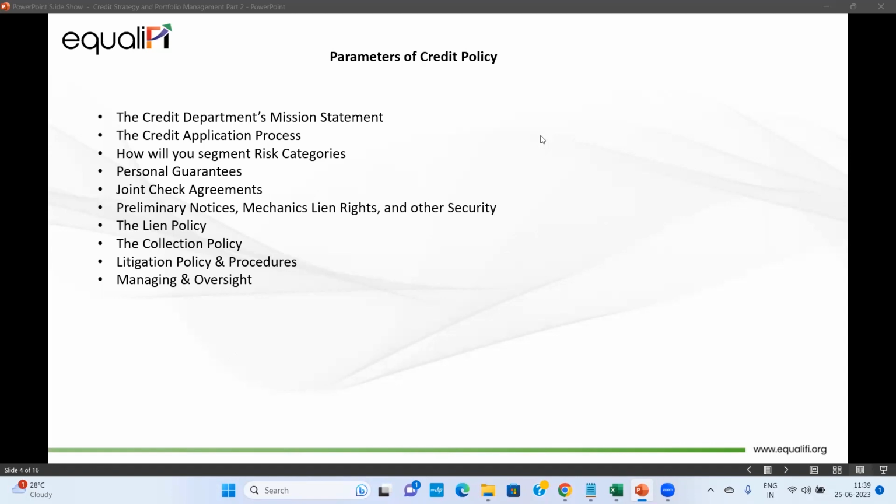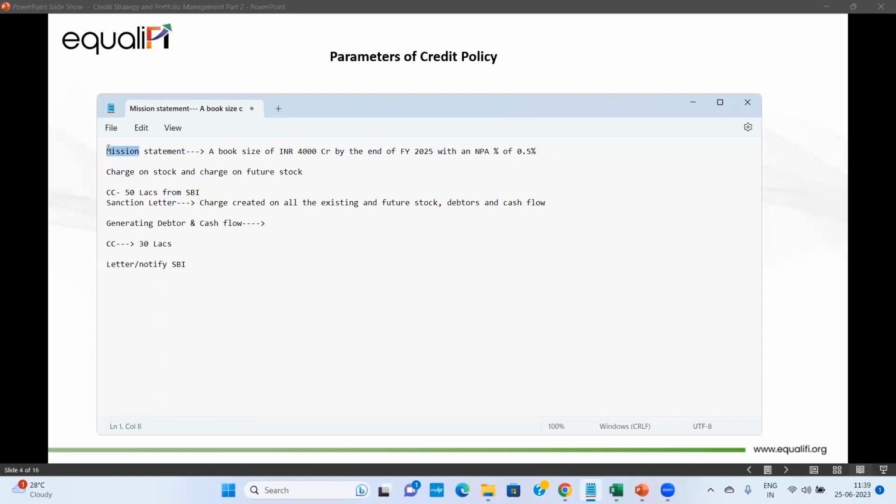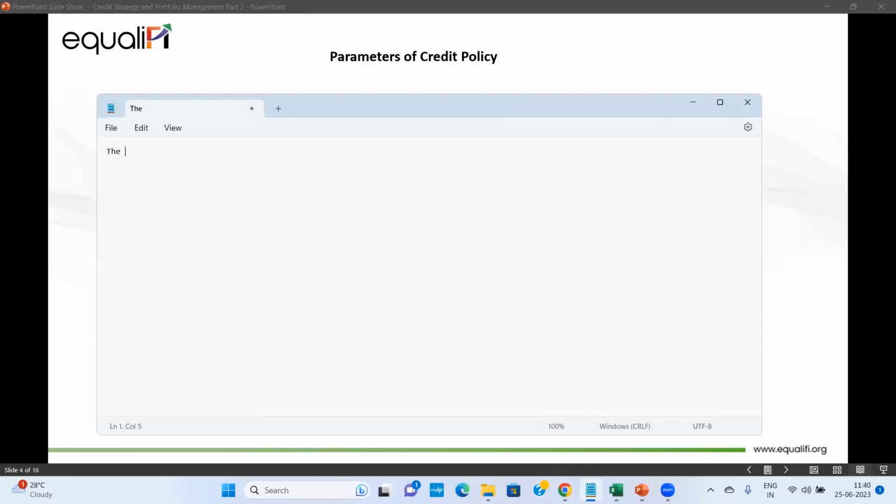The next one is lien policy. What do you mean by lien policy? When we talk about lien policy, you make certain policy that the lien has to be created within 30 days of financing. So you create a policy that the charge has to be created within 30 days of financing, right? How do you ensure this? How do you ensure that the charge is created or not? Tell me.